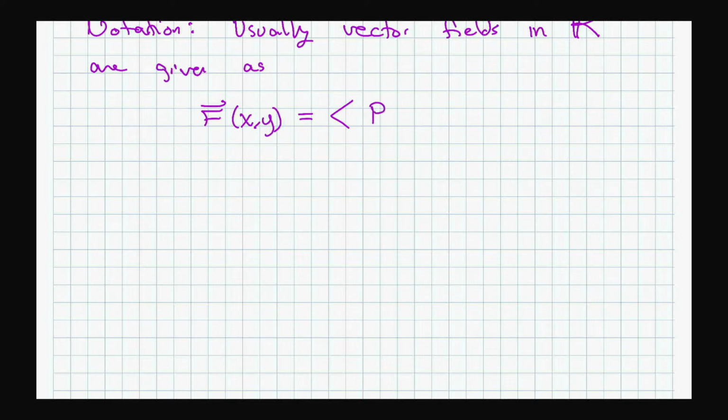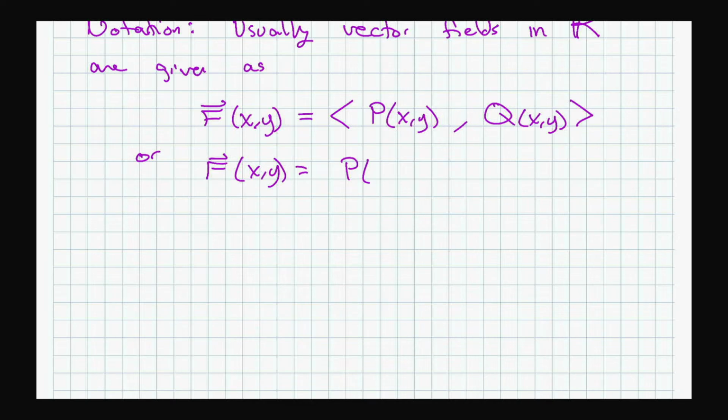And there will be a function to calculate the first component, and there will be a separate function to calculate the second component of the vector. Okay? Or in the other notation, since it is a vector, you might see it this way: P of x, y, i plus Q of x, y, j. Right? So that's how they'll be listed for you.